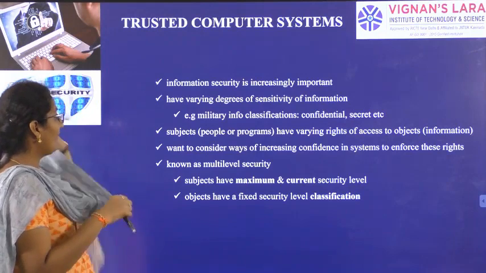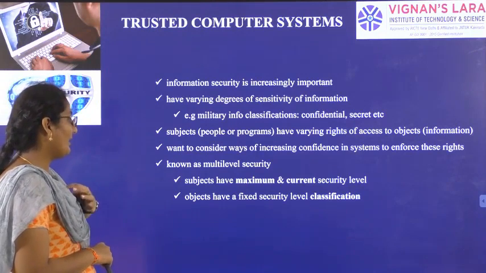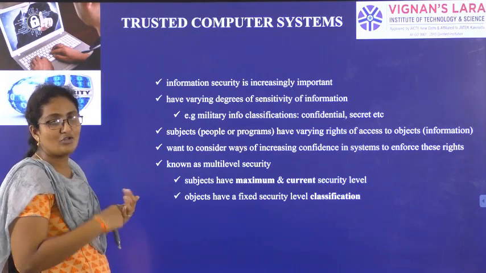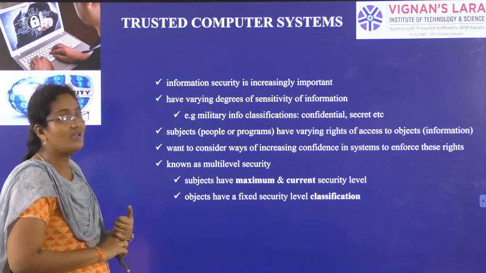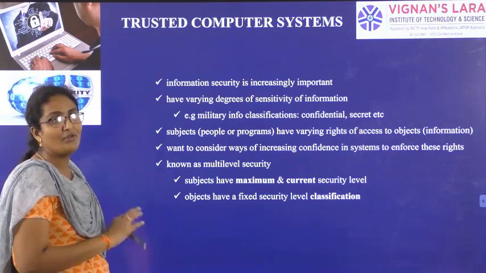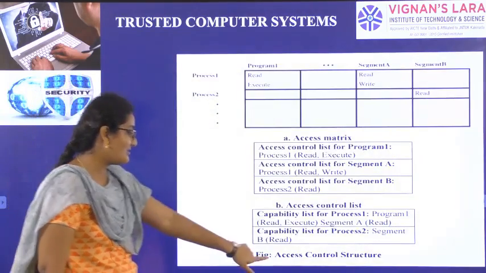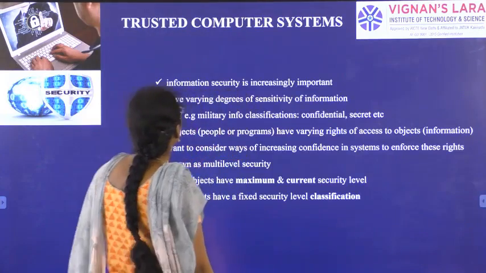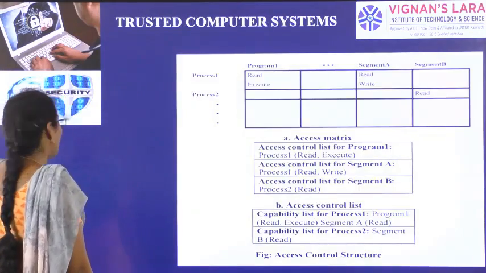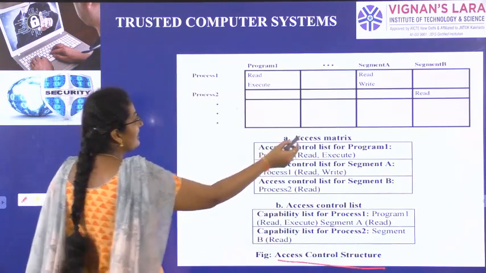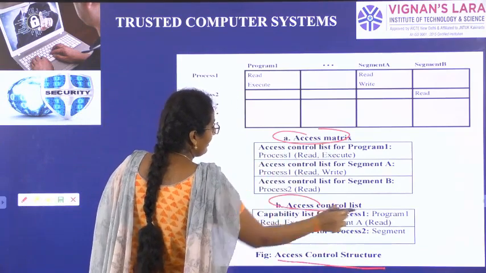So these are the trusted computers. They came into the picture to give high security, and we have to classify the data based on sensitiveness and importance. For highly sensitive data, we have to give high security. For that purpose, I am constructing an access control structure. How can we construct it? Using an access matrix and an access control list.